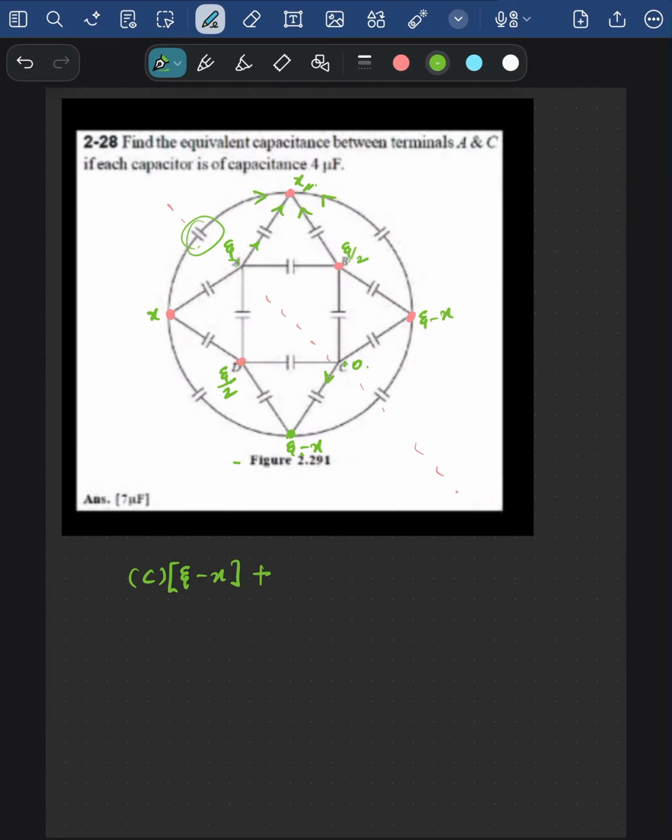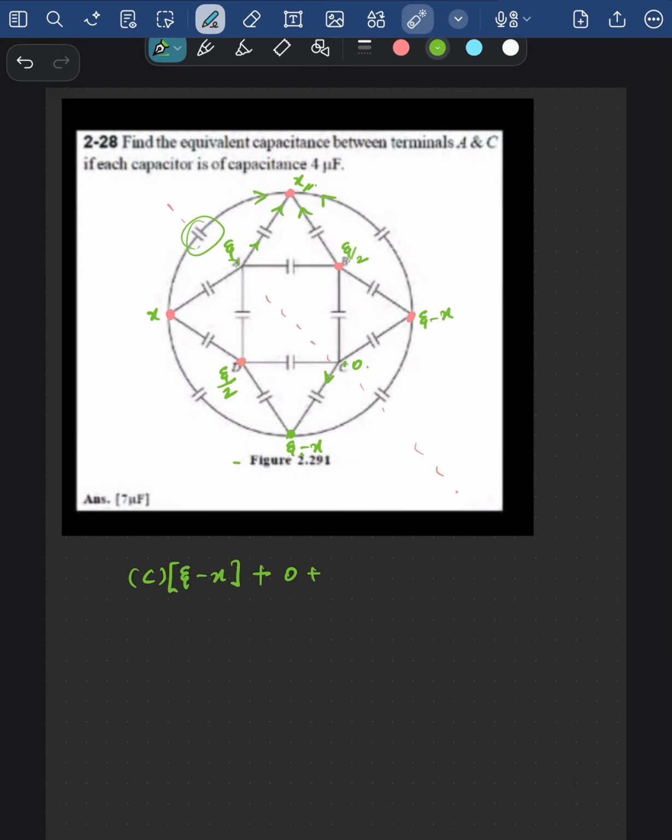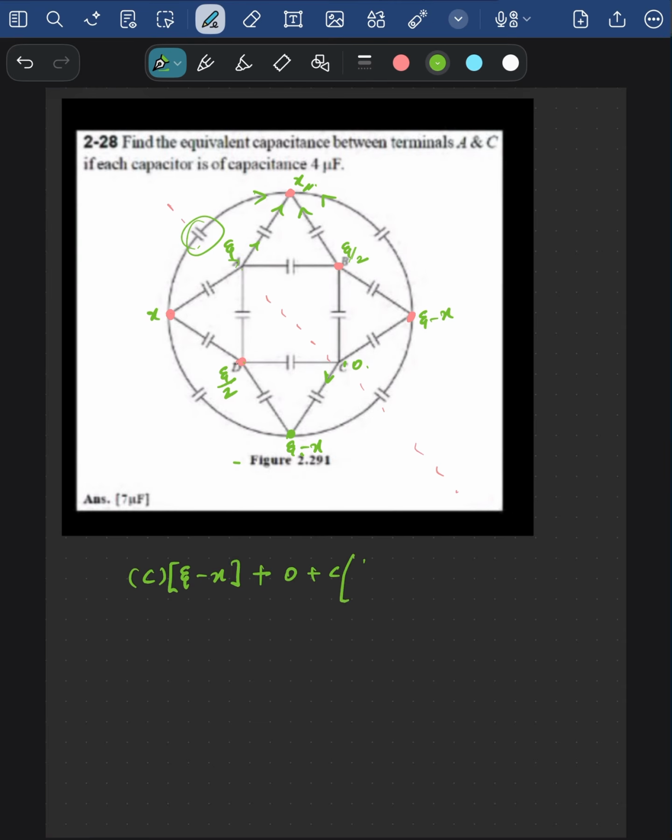So do you realize that this capacitor will not get charged? So that's useless anyways. So that will be equal to 0 anyway, so I'm writing it as 0. Charge flow from here to here will be equal to C into (E by 2 minus X). And charge flow from this branch to this branch will be equal to C into (E minus X minus X), so that will be equal to E minus 2X. And now this will be equal to 0. Right, so from this you can find out what the value of X will be.